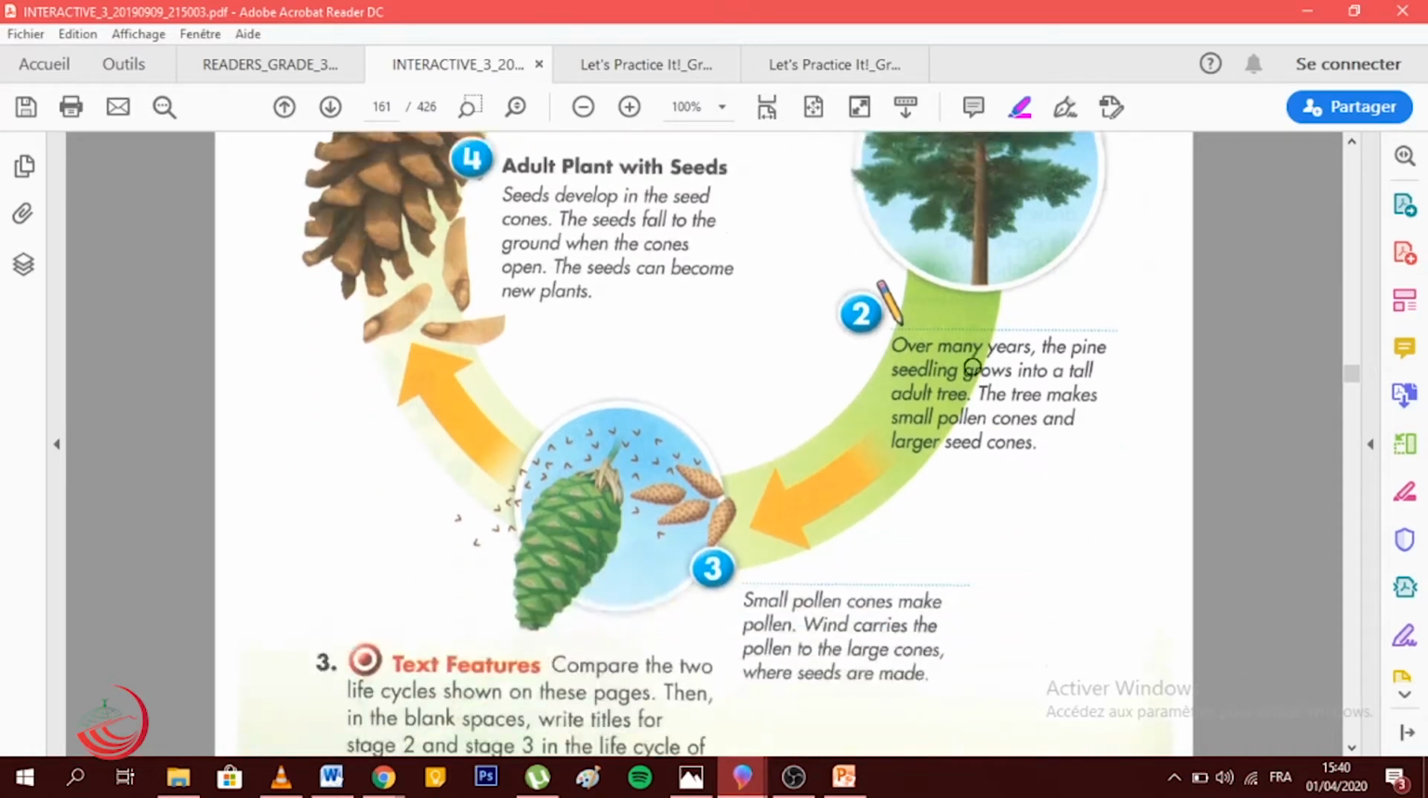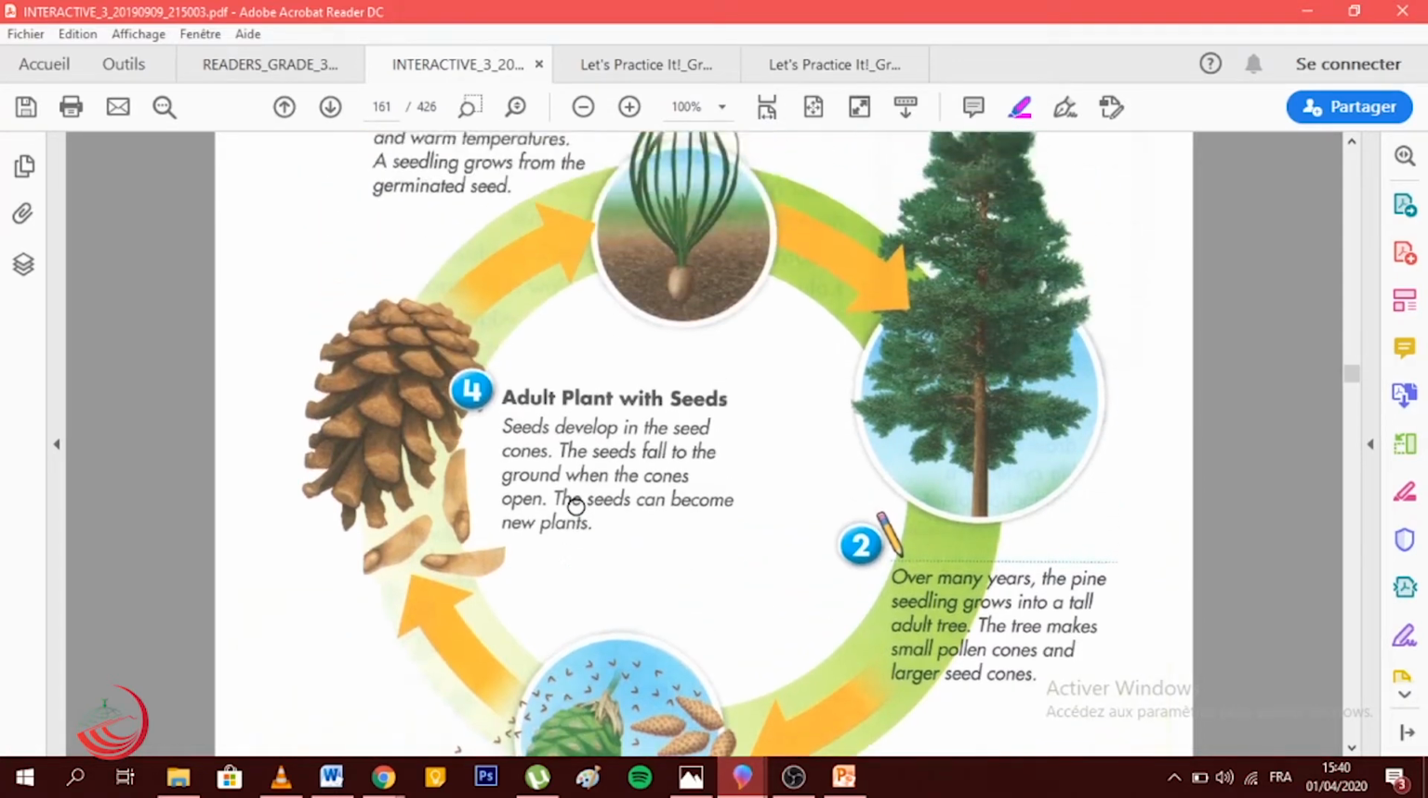Okay, and then we have the third stage, which we have to figure out the name. Small pollen cones make pollen. Wind carries the pollen to the large cones where seeds are made. So the third stage is where the cones exchange pollen. So the small pollen cones send the pollen to the large seed cone. And when insects or animals carry this pollen to this cone, the seeds are grown.